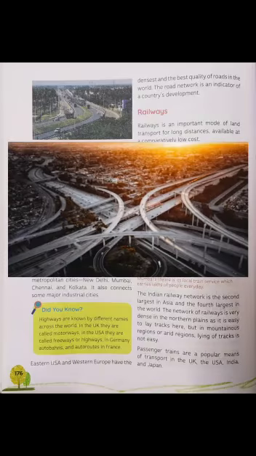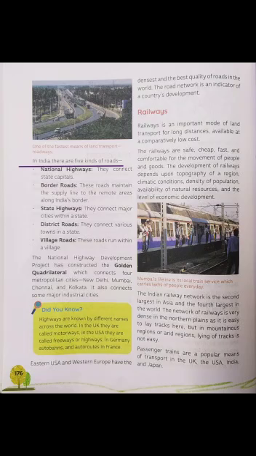Now there are five kinds of roads, that is national highways, border roads, state highways, district roads and village roads. As is clear from the word itself, if the roads connect two states, then it is called a national highway. Border roads maintain the supply lines to the remote areas along India's border. If the transport is through the borders, then that road will be a border road.